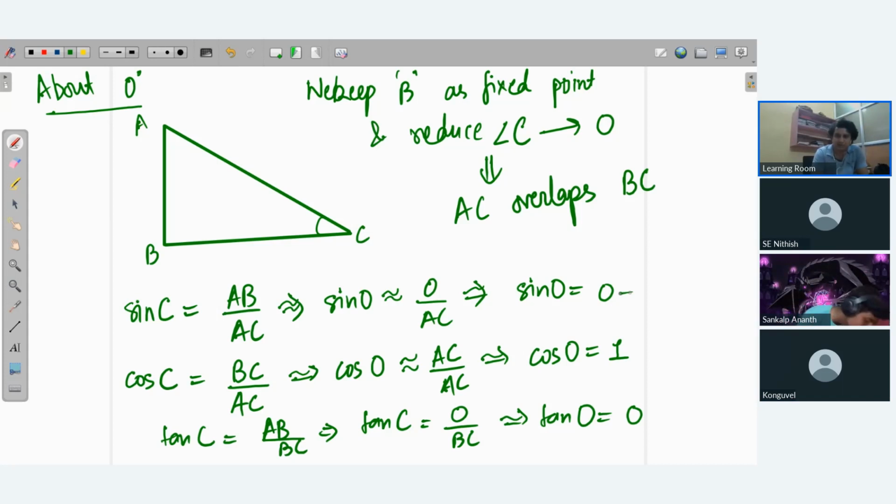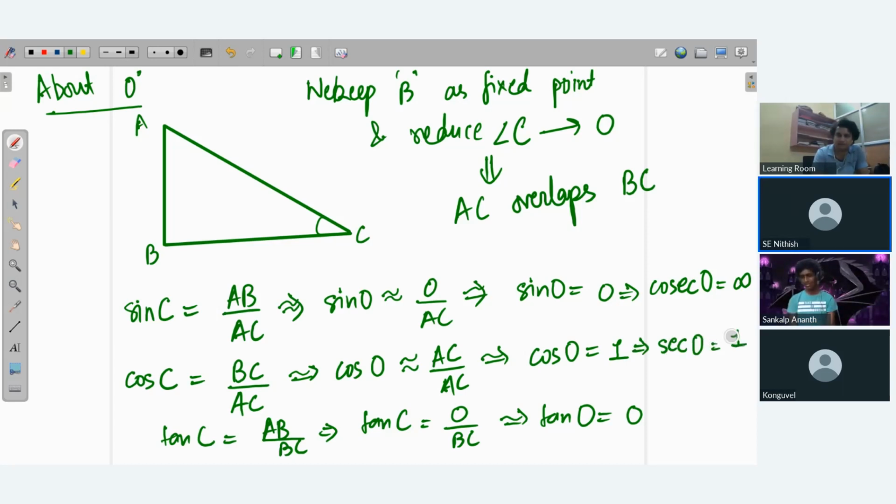Can you tell what is cosec 0? Undefined. Infinity or undefined. What is sec 0? 1.